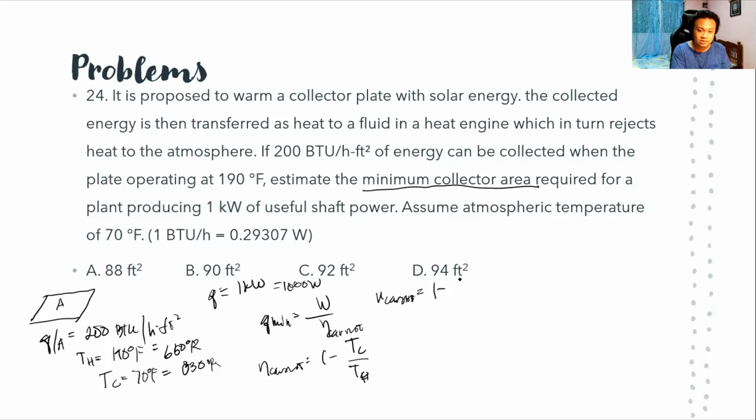One minus 530 over 650. Then we have our efficiency to be 12 over 65. And then we can actually put that in our equation here.